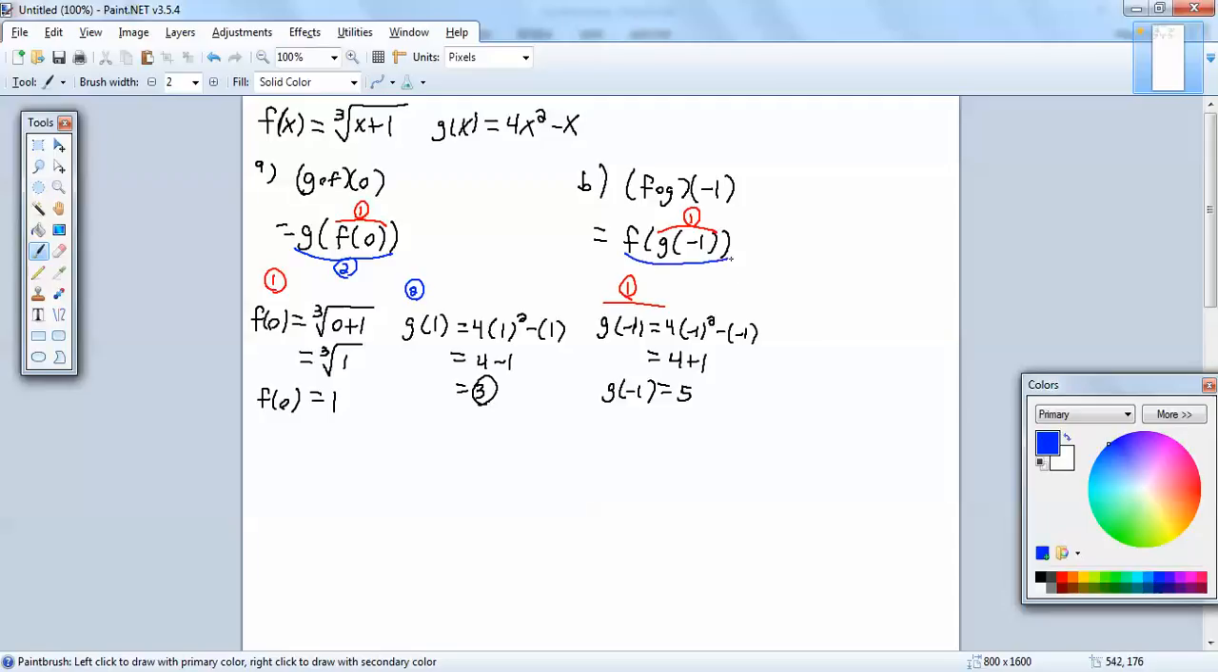So now we're going to focus on the outer here. I now know what g of negative 1 is equal to. It's equal to 5, so I can replace the g of negative 1 inside here with 5. So this becomes f of 5. And we're going to plug 5 in for the x. So I'm going to have the cube root of 5 plus 1, which is the cube root of 6. That doesn't break down any. 6 is 2 times 3, and our index is 3, so we're looking for a set of 3 of something, which we don't have.